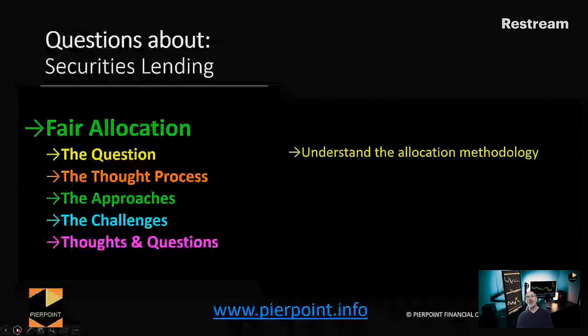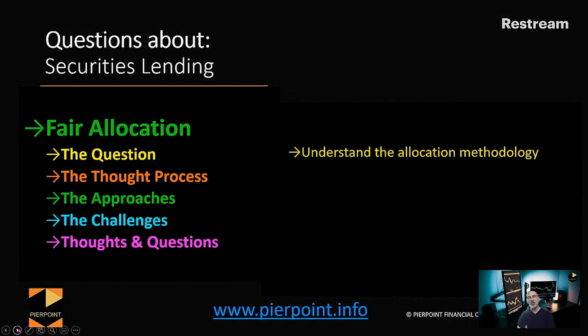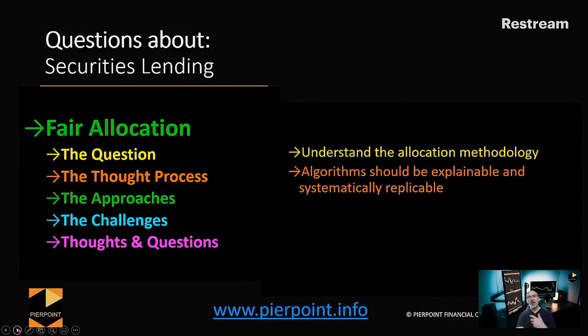So look, let's just summarize for today. We were talking about the fair allocation methodology. The question is, do you understand how the agent lender that's lending those portfolios allocates loans from multiple clients holding the same position? How does the revenue work out in that? So what's the allocation methodology? Look, the test for the algorithm is, can you actually explain it? Can the service provider explain how it operates? And then has that actually translated into a systematic technology-driven approach?